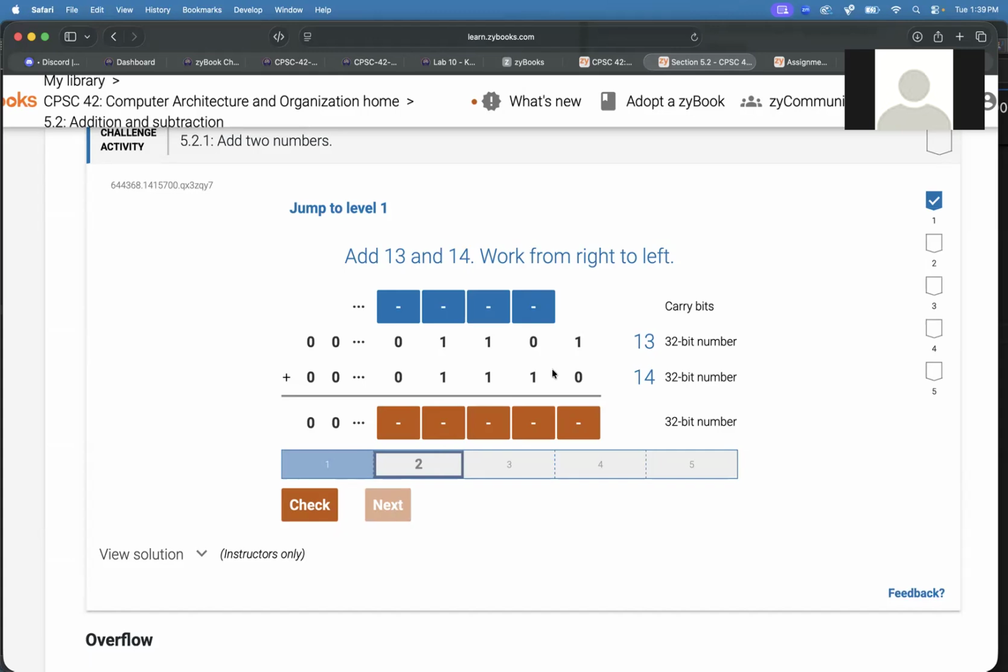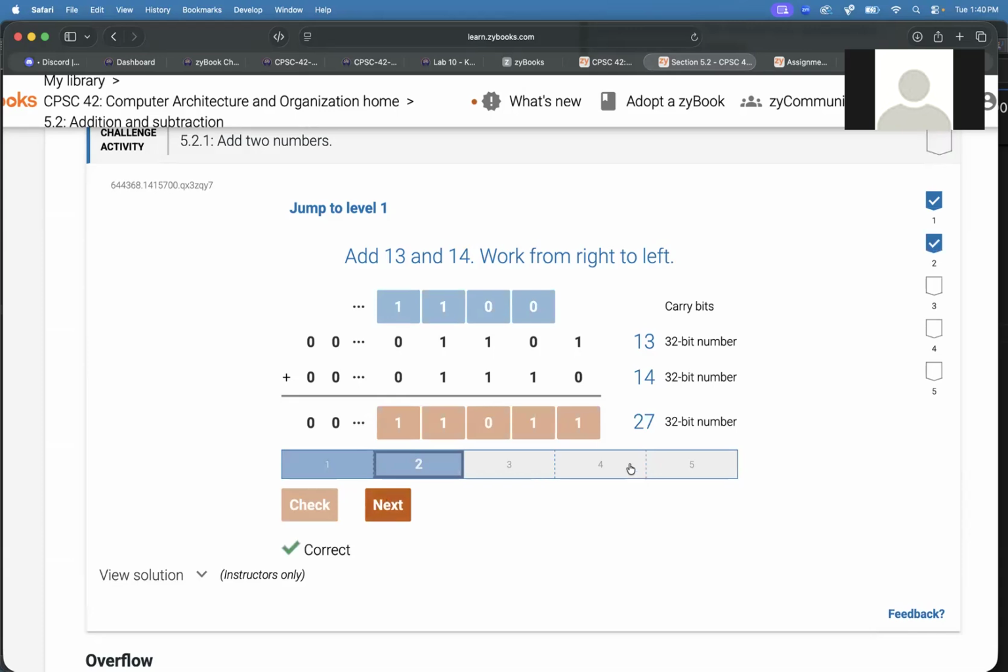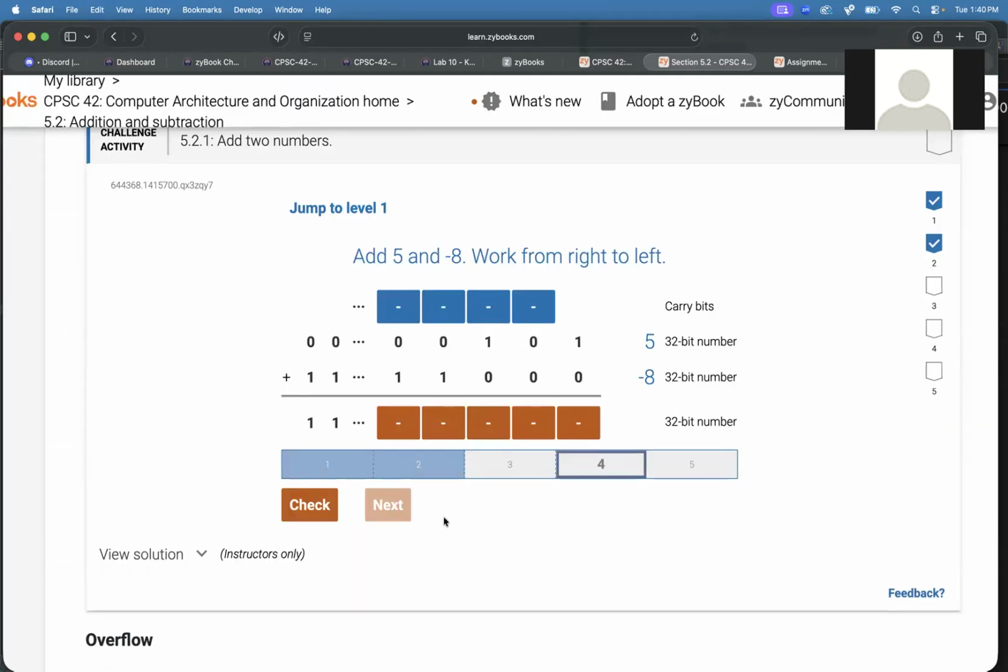So maybe there'll be some carries here. 1 plus 0 is 1. Don't carry. 0 plus 0 plus 1 is 1. Don't carry. 0 plus 1 plus 1 is 2, which we write as 1, 0. So that's 0, carry a 1. And now 1 plus 1 plus 1 is 3, which is 1, 1. So it's 1, carry the 1. 1 plus 0 is 1. And we're done.